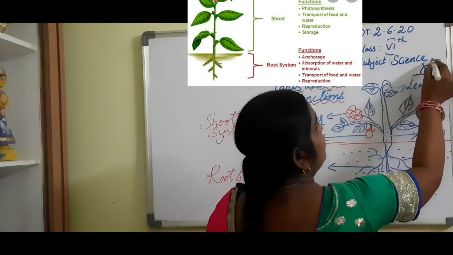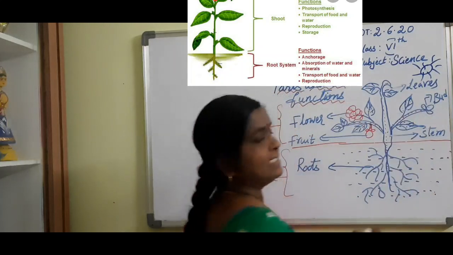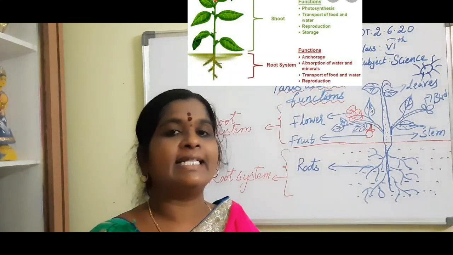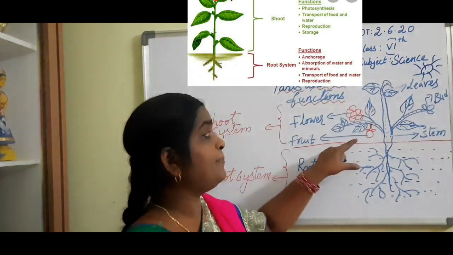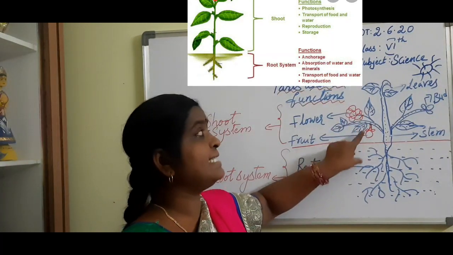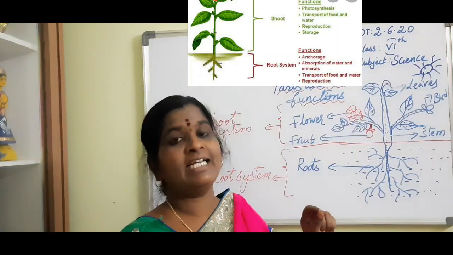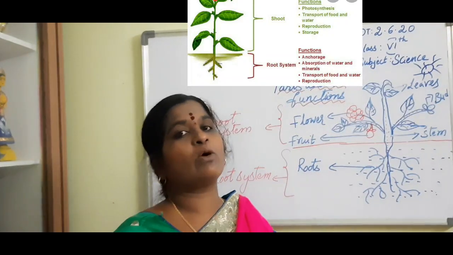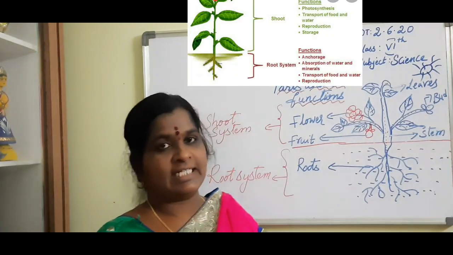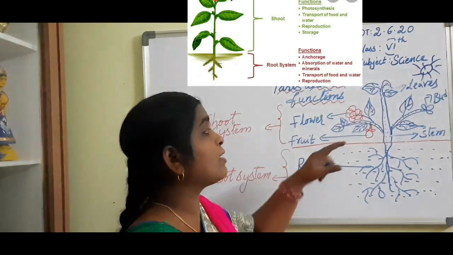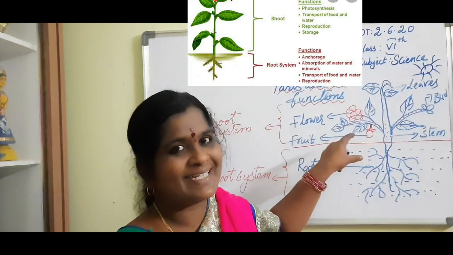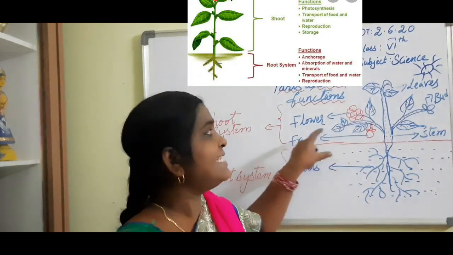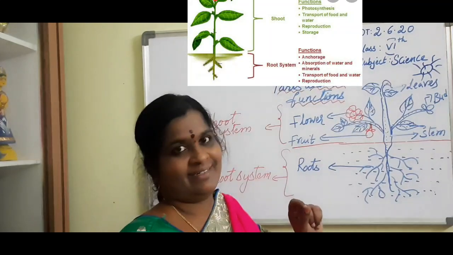In the presence of what, tell me? Sunlight. The process is nothing but what, tell me? Photosynthesis. The plant prepares its food materials in the presence of sunlight. So this process we call photosynthesis. That's why we call the plant an autotroph. They are the producers. Okay. This is the importance of the plant.